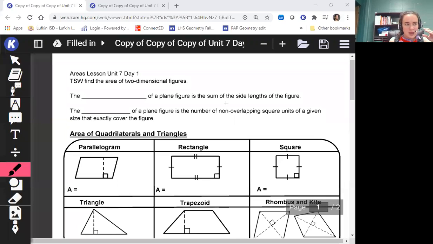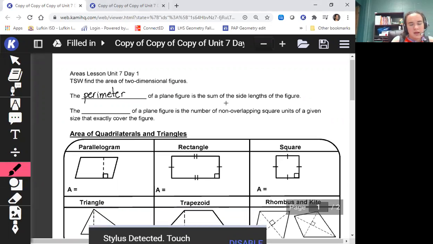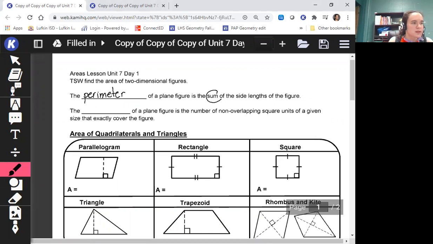Today we are looking at the areas of two-dimensional figures. So we find the perimeter by adding up all of the sides of a shape. So it's the sum of the side lengths. Yes, I do expect you to add all the sides.